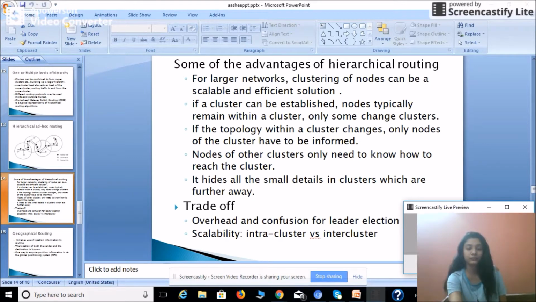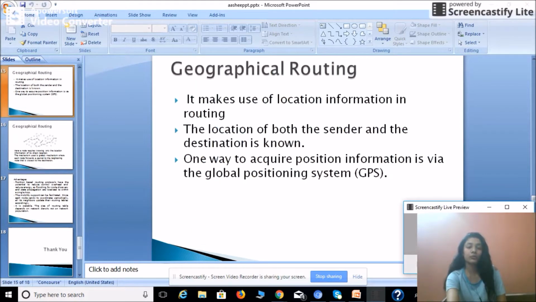The third routing protocol in an ad hoc network is geographical routing. It makes use of location information in routing. The location of both the sender and the destination is known, which is an assumption in geographical routing. One way to acquire position information is via the GPS, Global Positioning System.